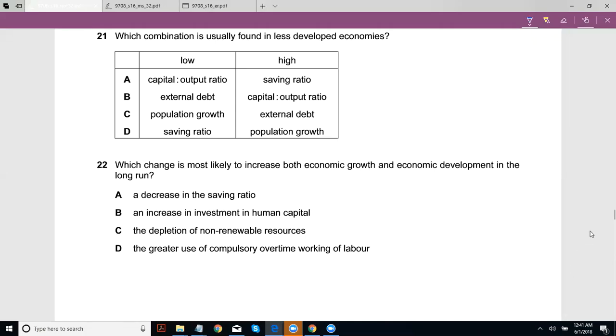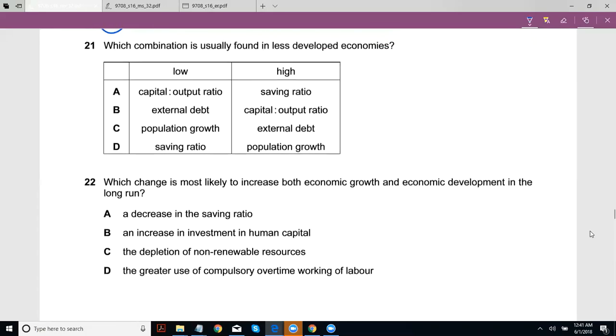Okay, so continuing with our paper, 21, which combination is usually found in less developed economies? So there is a low capital to output ratio. External debt, well, normally they have large debt, not low debt. Population growth is usually high, not low. You normally save less. If you're poor, you normally consume a lot.